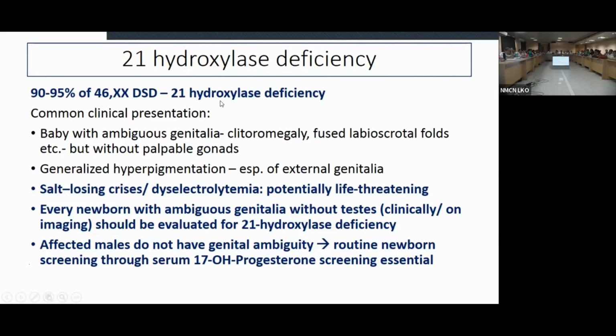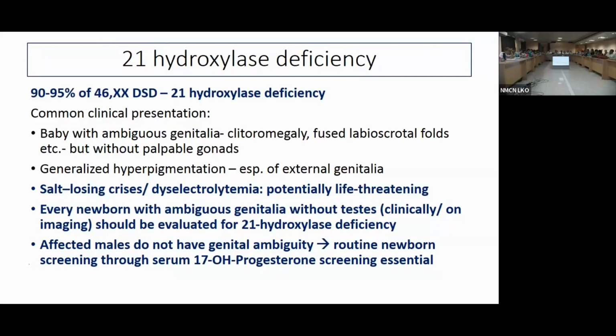So the first possibility you should think of, if you have a child with DSD, with ambiguous genitalia, without palpable gonads, even while you're waiting for your karyotype report: if gonads are palpable, it is usually not 46XX DSD, then it will be mostly 46XY DSD, because ovaries will usually not be palpable, only testes will be palpable in the inguinal scrotal folds.